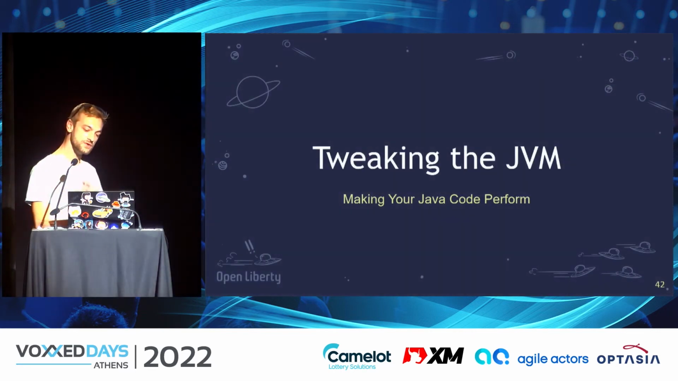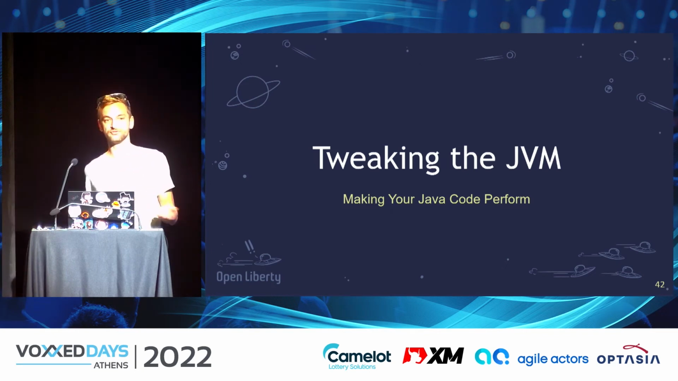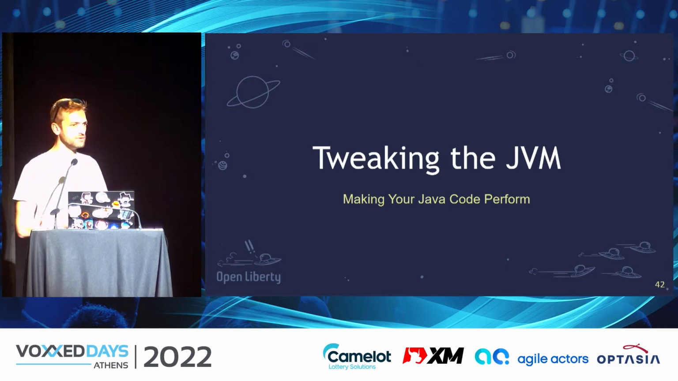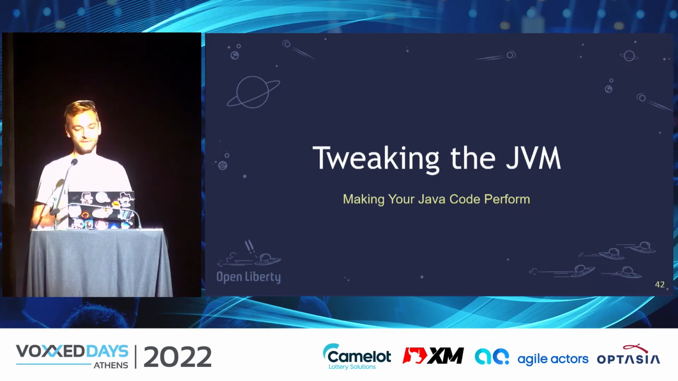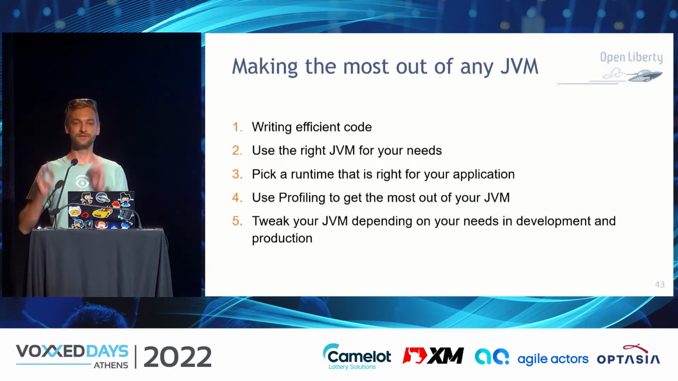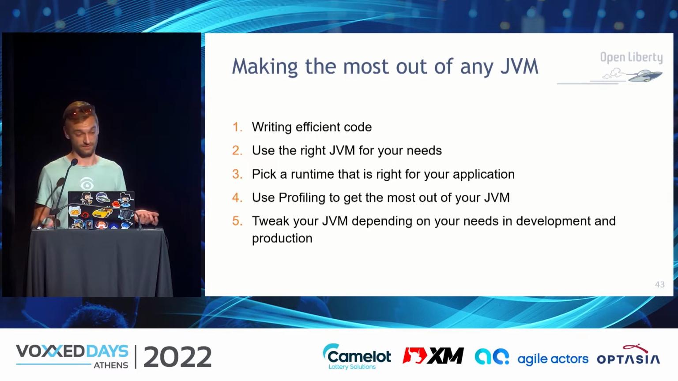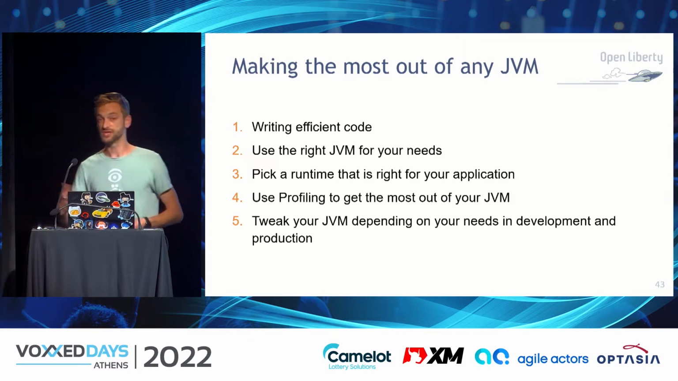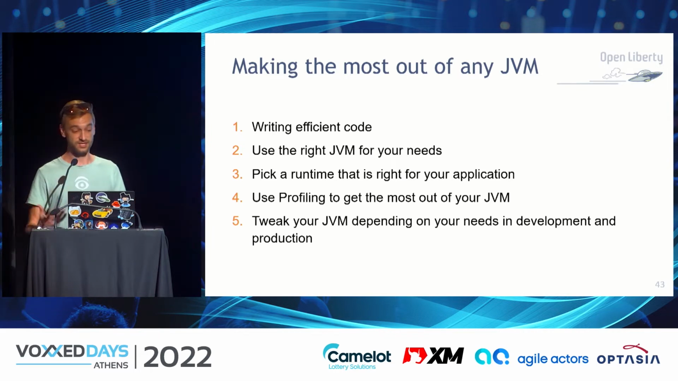Okay, moving on to tweaking the JVM. So how do we make the most of our JVM? Again, it's something I use and we all probably use, but most of us probably don't go into the ins and outs of how the JVM works and how we can tweak it to perform better. Well, first of all, writing efficient code, not tweaking the JVM, but if you've got inefficient code, it doesn't matter what tweaks you make to your JVM, your application is not going to be very efficient. Using the right JVM for your needs, like I mentioned, picking a runtime that's right for your application is key.